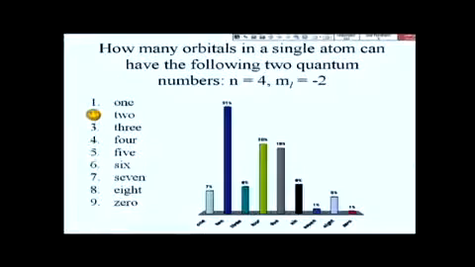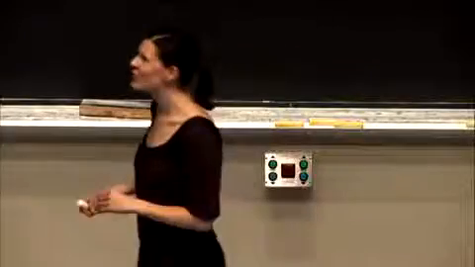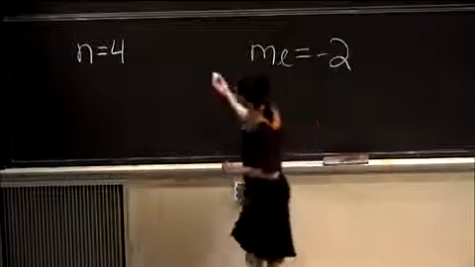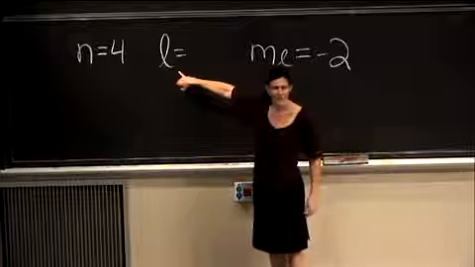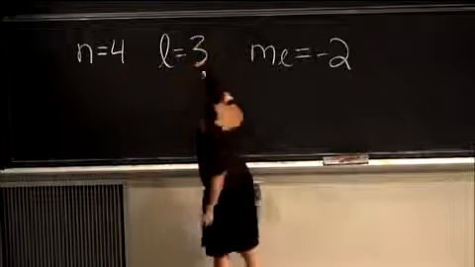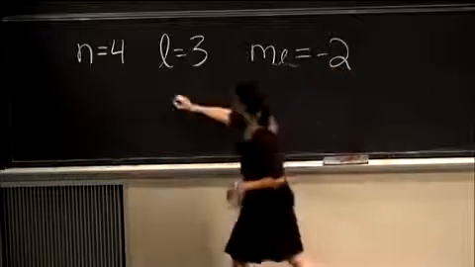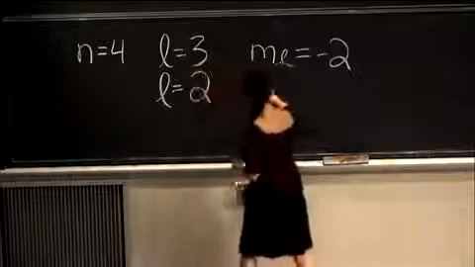All right. Okay, looks like we got the majority, which is a good start, but we have some discrepancy on what people are thinking. So let's go through this one. What we're saying is that we have n equals 4 and m sub l being equal to -2. If we have n equals 4, what is the highest value of l that we can have? 3. Okay, we can have n 4, l 3, and then sure, we can have m sub l equal -2 if l equals 3. What's the second value of l that we can have? 2. Okay, so we can have this orbital here.